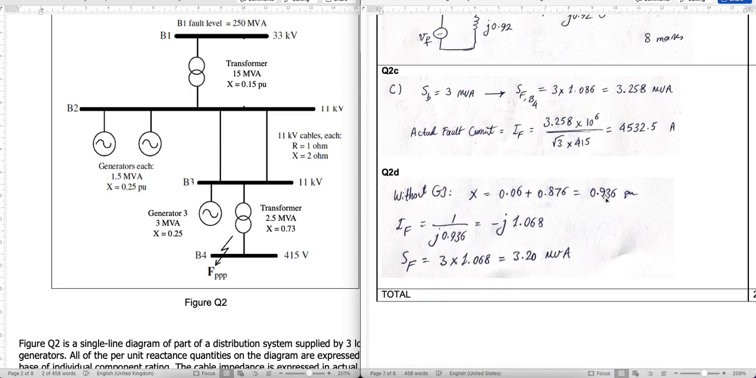Without G3, you get 0.936 per unit as total impedance between fault node and neutral node. And if you use that impedance to calculate fault, you get 1.068 per unit. Where does that come from? 0.936 and 0.06, add them together. Yeah, there you go.